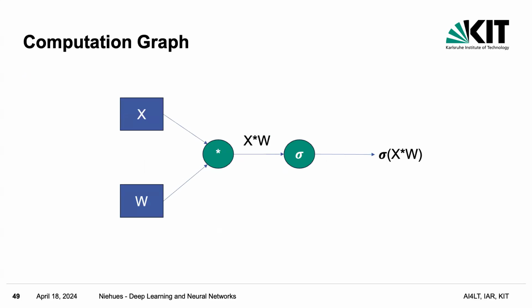So let's have a very small look at how that looks. In a one-layer neural network, we would have this type of computation graph. We have as input our x, our input, and our weights. What we then do is the product of both of them. Then we have an activation function, and that is the result. So this is a very easy, straightforward computation graph.